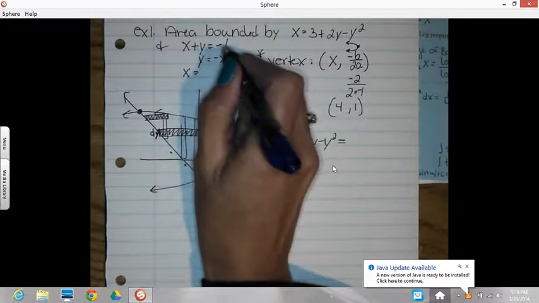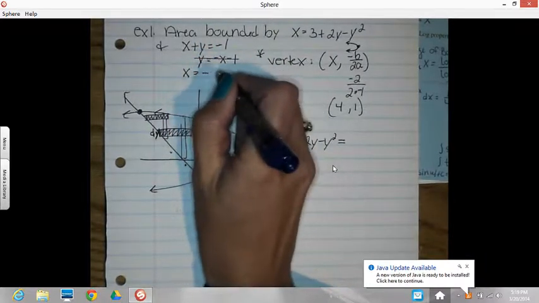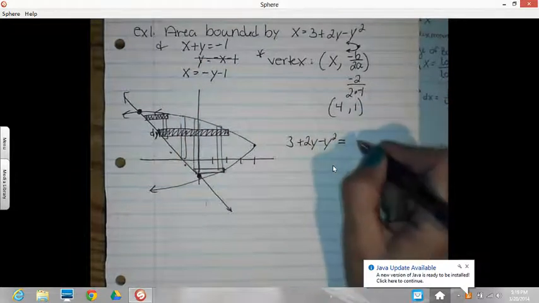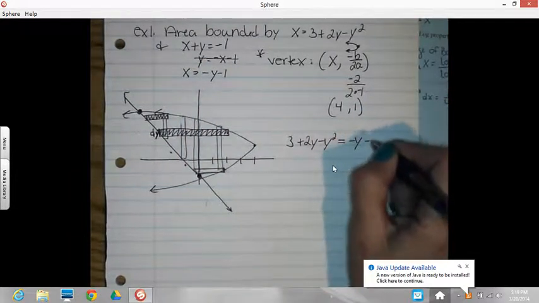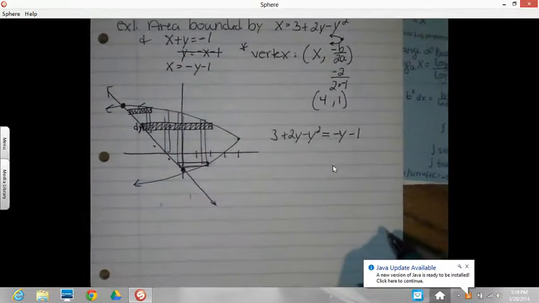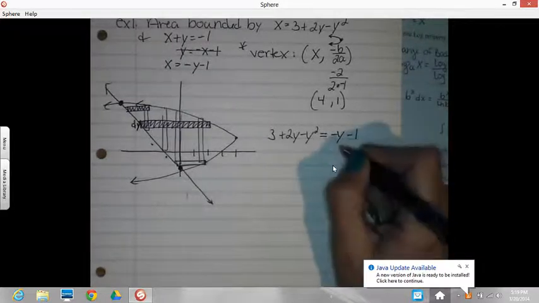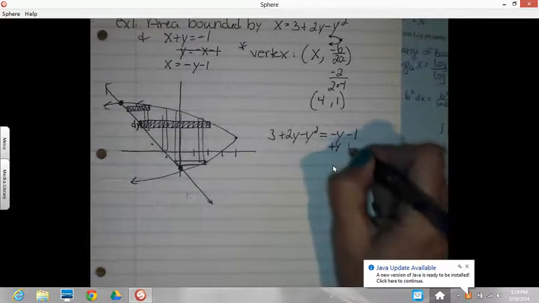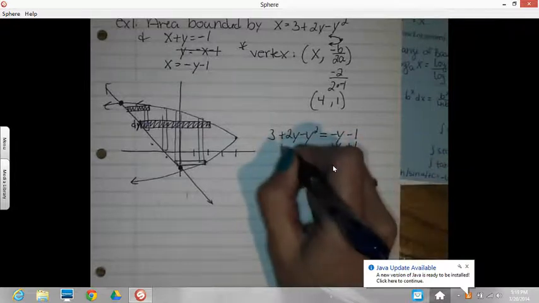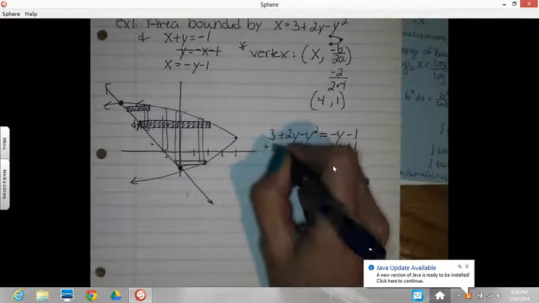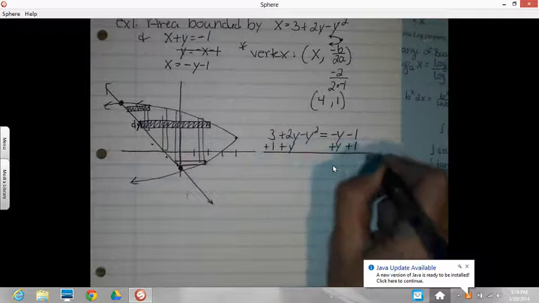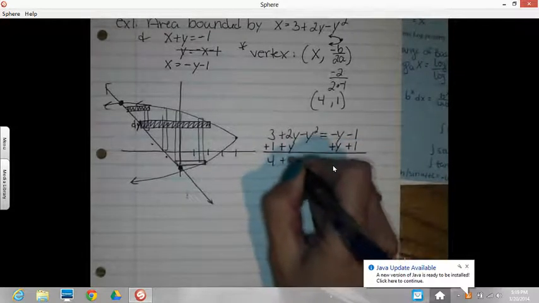Set those equal. To solve that, I'm going to get it equal to 0 and then run my quadratic formula program. So I'm going to add y to both sides and add 1. So I'll add y to the 2y, and add 1 to the 3. 4 plus 3y minus y squared equals 0.